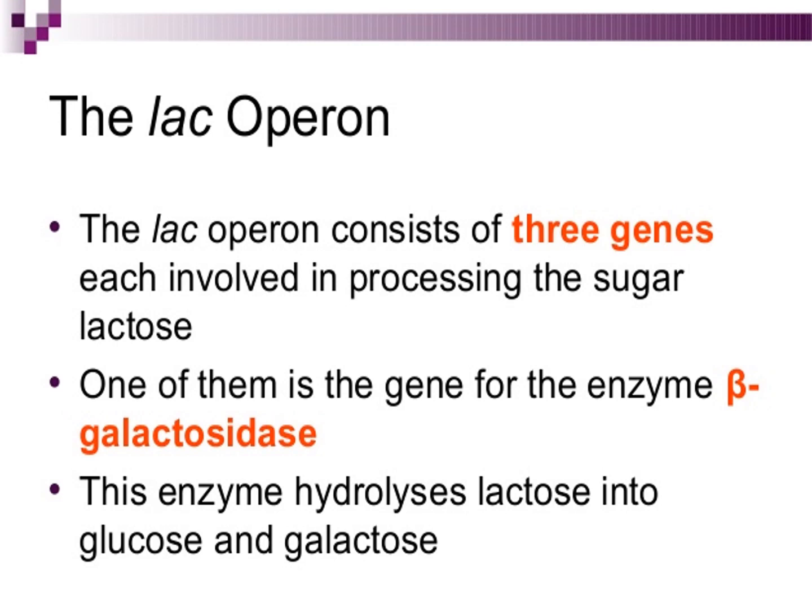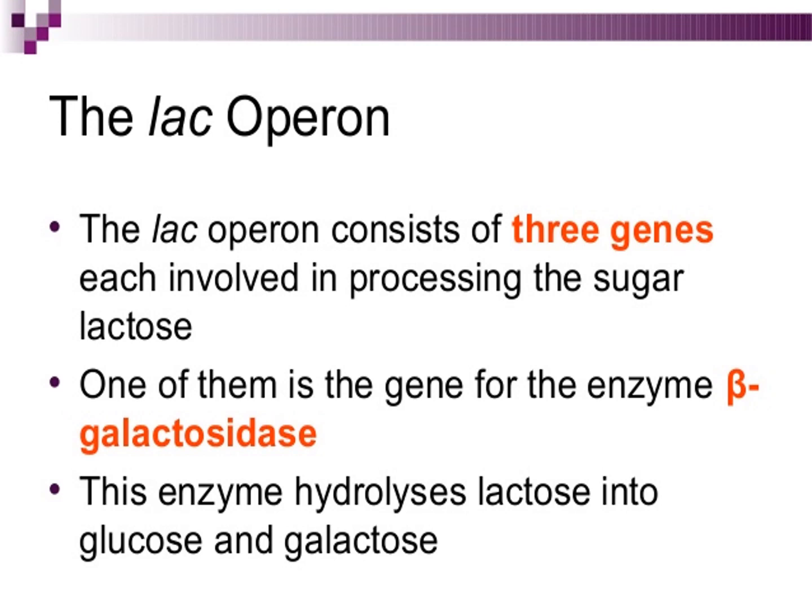So this Lac operon consists of three genes, each involved in the processing of the sugar lactose. For the breakdown of the lactose, some gene expression is needed. The genes which are involved in the breakdown of the lactose are under the control of a single promoter, and this group of genes is called a Lac operon.